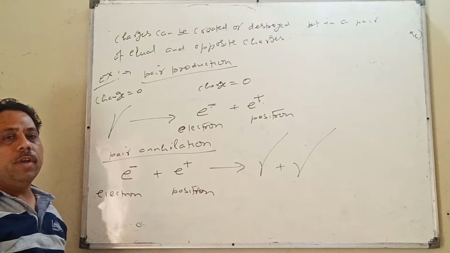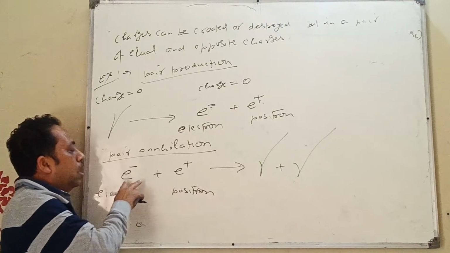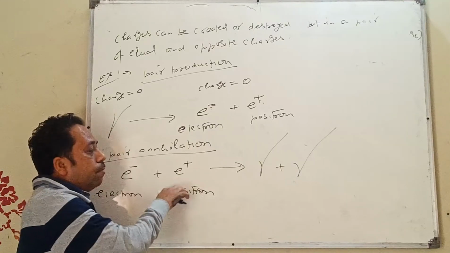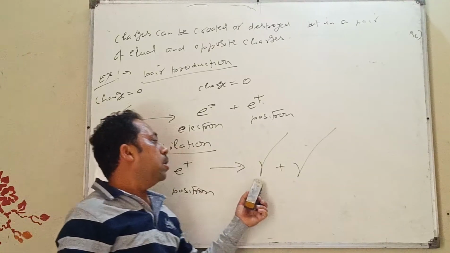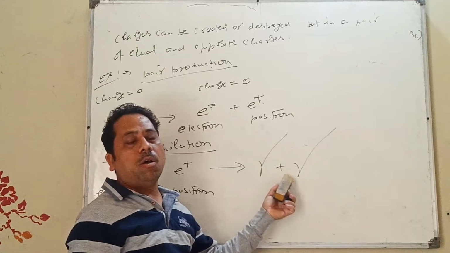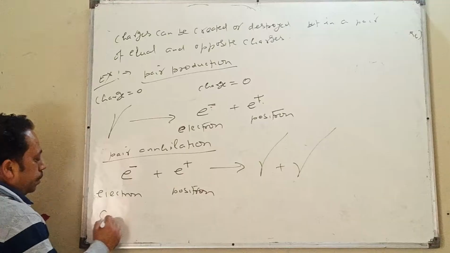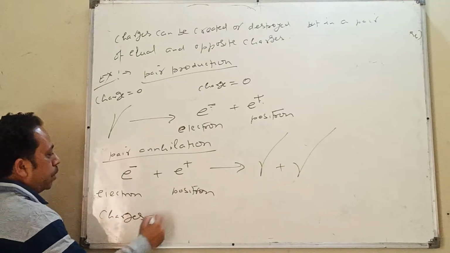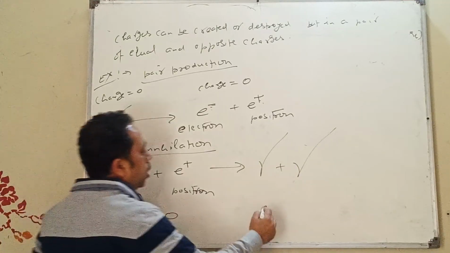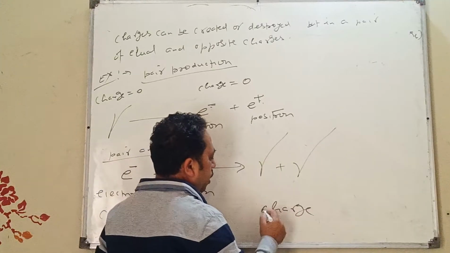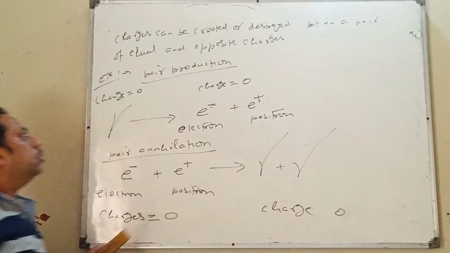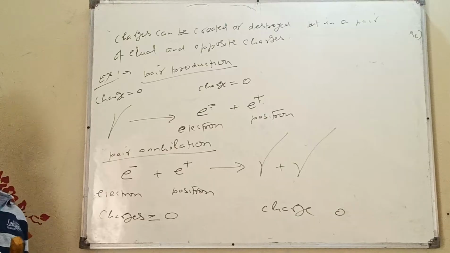So the answer is very simple. When electron and positron combine, we get so much energy that we can have two quanta of energy. Two gamma photons are created. Again, you can say the charge on the left hand side is 0, so is the charge on the right hand side. So these are a few examples of conservation of charge. These three were the basic properties of charge, which are very important.